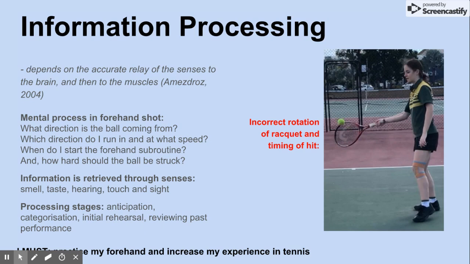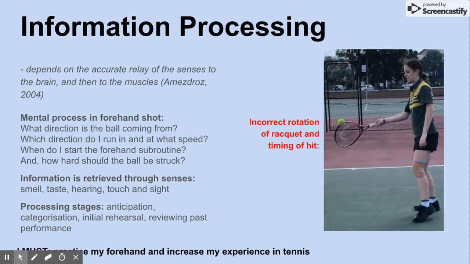To answer these questions, information is retrieved from the external environment through the senses: smell, taste, hearing, touch, and sight. In tennis, this information can tell the player things like the flight path of the ball, which answers a multitude of the mental processes. In a tennis match, there's no time to thoroughly make decisions and respond, but there's a sequence of processing stages before the skill is chosen and performed, including anticipation (if this happens, do that), categorization, initial rehearsal of incoming input, reviewing past performance, storage, and information retrieval.